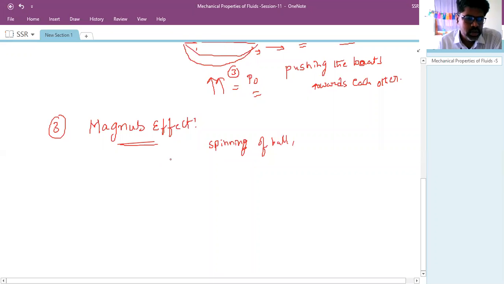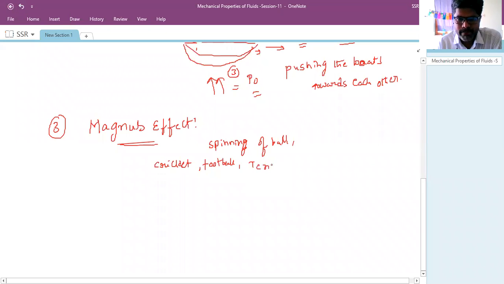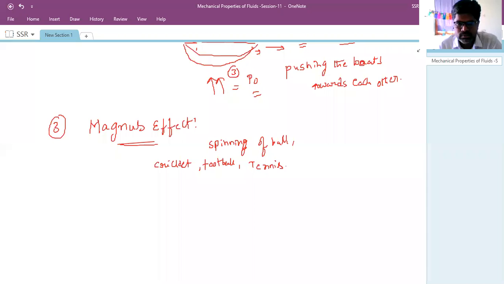What are those? You can take cricket, you can take football, you can take tennis. In all the games, this spinning effect is playing a major role nowadays. So that is the Magnus effect. Now we can see the Magnus effect. So, what is the Magnus effect? Yes, free kicking of footballs, mainly it will be used.